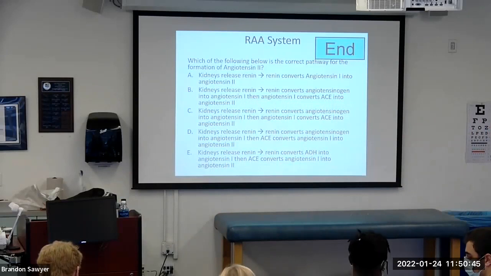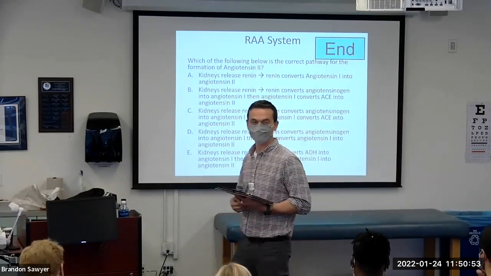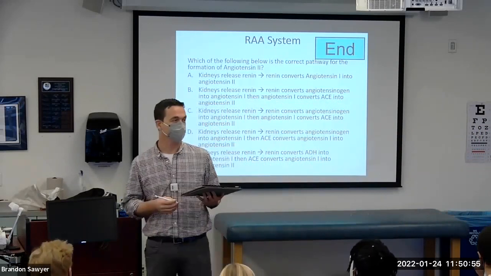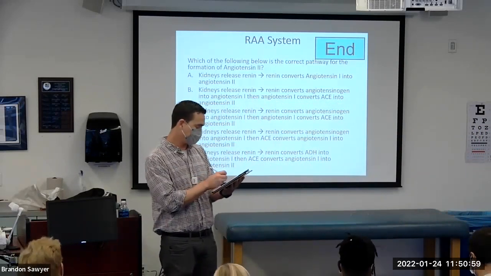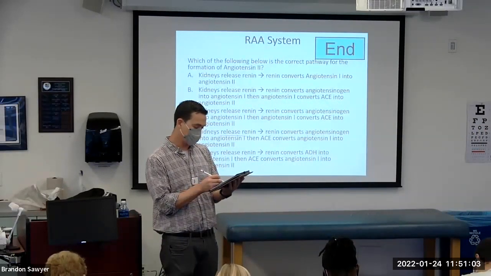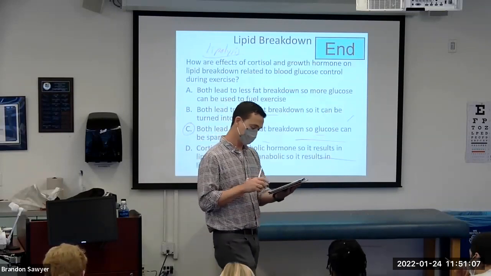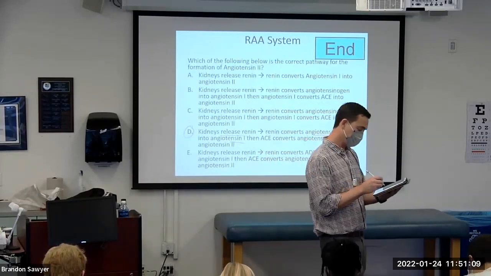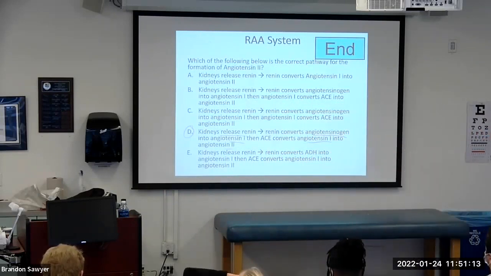All right, go ahead and hold it up. Okay, I see some C's and some D's, mostly D's. Okay, so D says kidneys release renin. Renin converts angiotensinogen into angiotensin 1, and then ACE converts angiotensin 1 into angiotensin 2. Okay, that's the correct pathway.